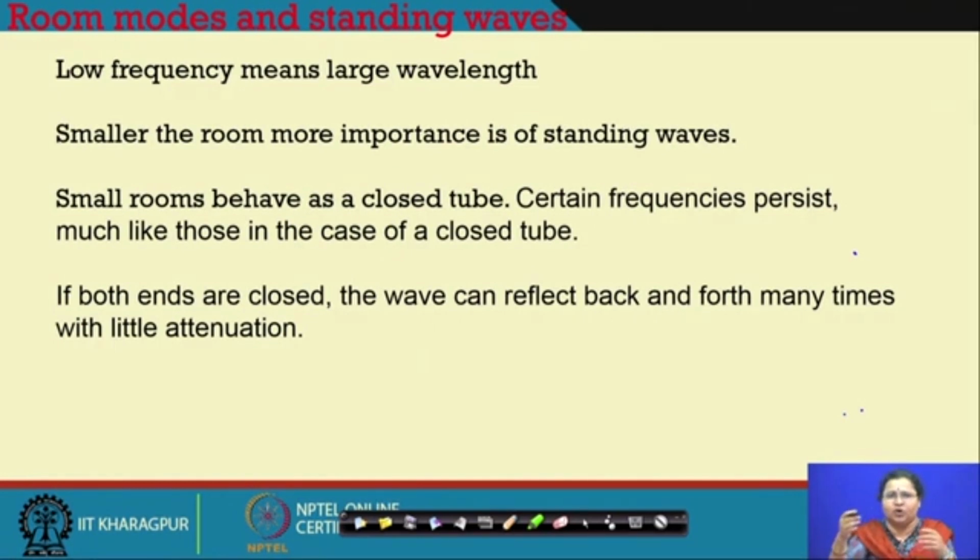If all the sides of this room are closed, my sound will go to the back and it will reflect back. Actually, it will move to the wall in front of me and it will again come back, and it will keep on repeating with very less loss of energy.